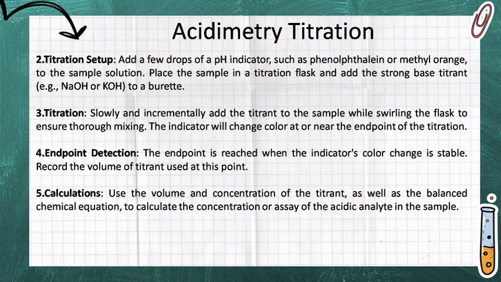Third, titration. Slowly and incrementally add the titrant to the sample while swirling the flask to ensure thorough mixing. The indicator will change color at or near the endpoint of the titration. Fourth, endpoint detection. The endpoint is reached when the indicator's color change is stable. Record the volume of titrant used at this point.